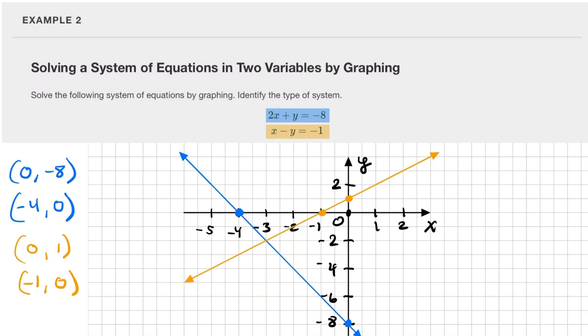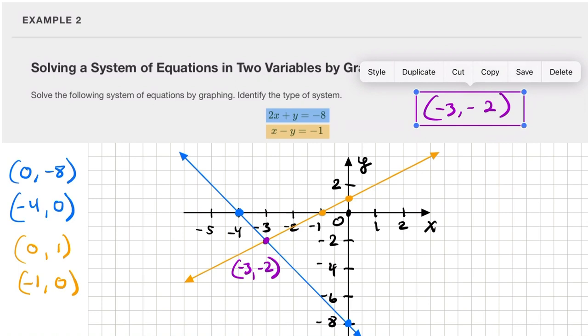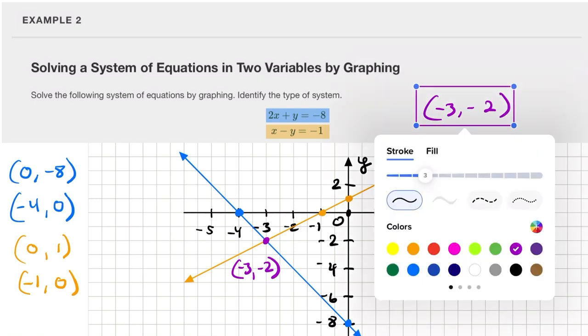Okay. So now we drew it to scale because we were finding an answer. We needed it to be drawn to scale. So it looks like they intersect at the point negative 3, negative 2. Okay, so our claim is that the solution to the system is going to be the ordered pair negative 3, negative 2. And we would check by plugging into the original to make sure that this ordered pair makes both equations true.